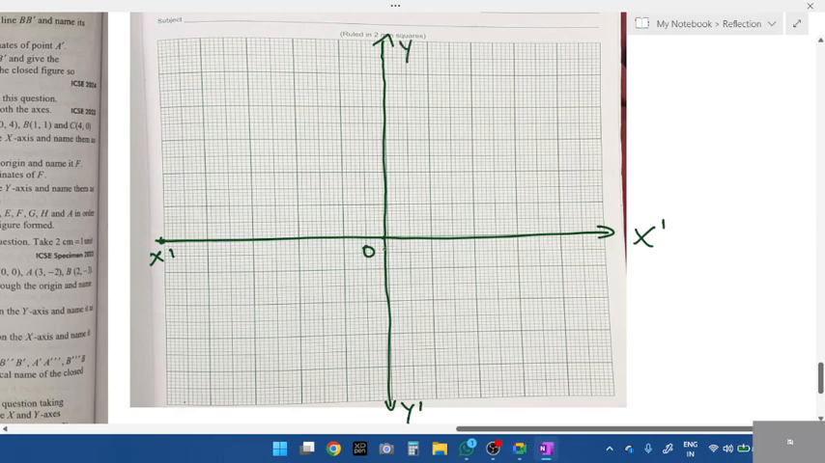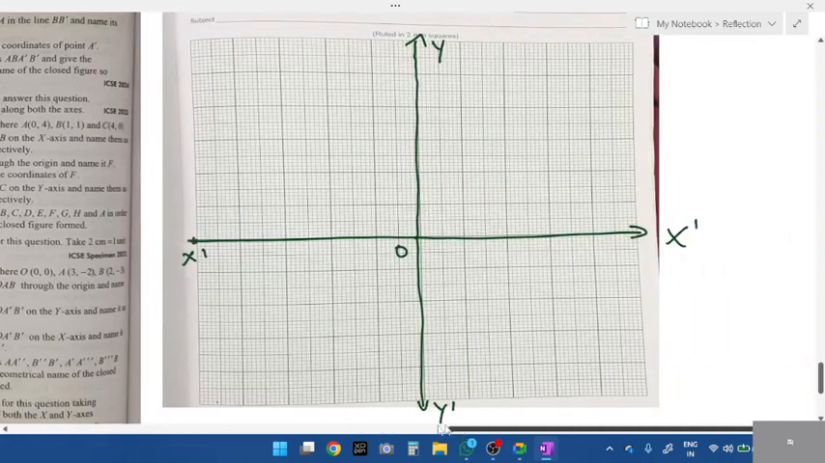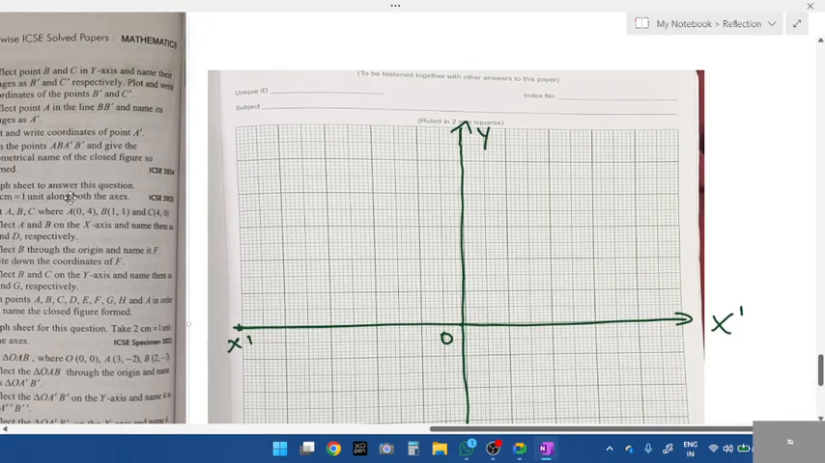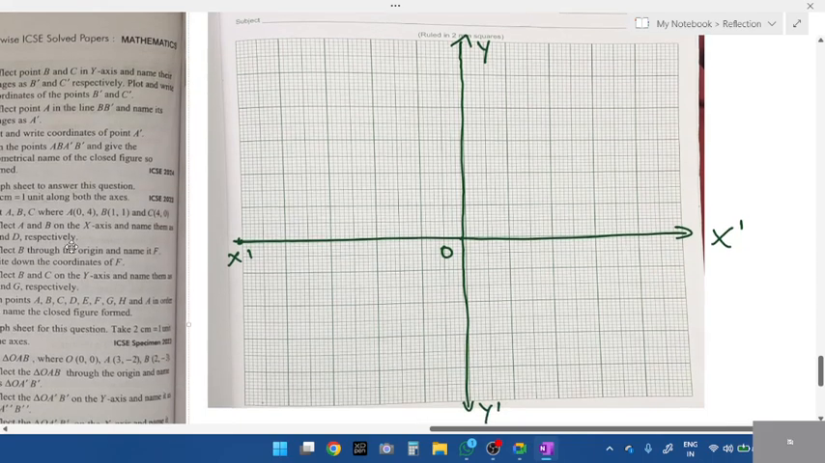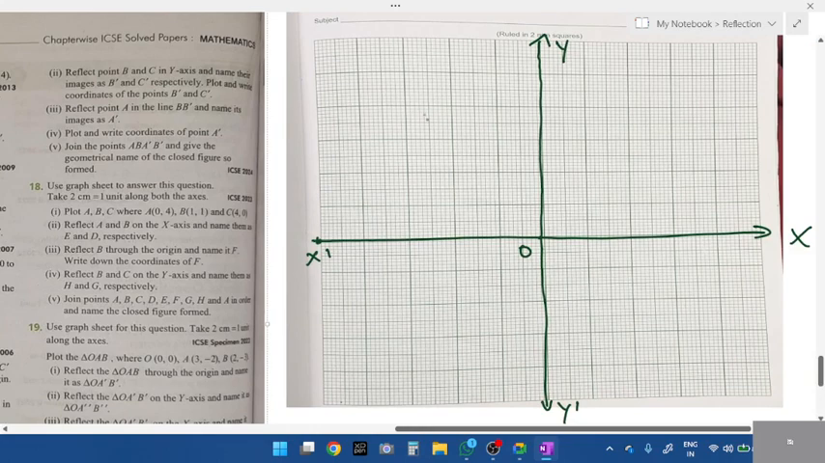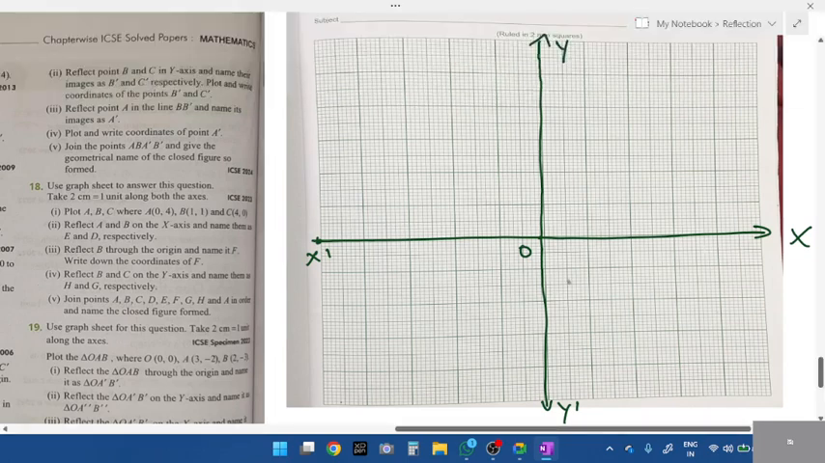Fine. X O X, Y O Y dash. 2 centimeter is 1. Can you tell me A value, students? What is given A value? 0, comma 3. Just a minute. What is the scale? What was the scale given? Each box 1 centimeter? 1, okay, 1 unit.